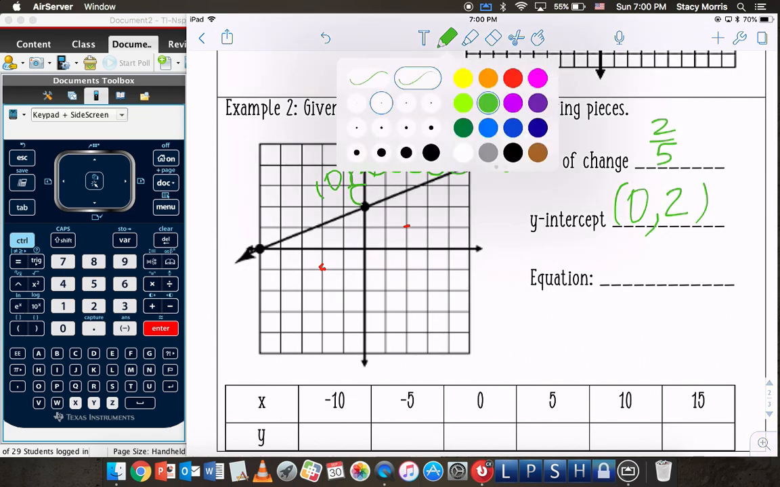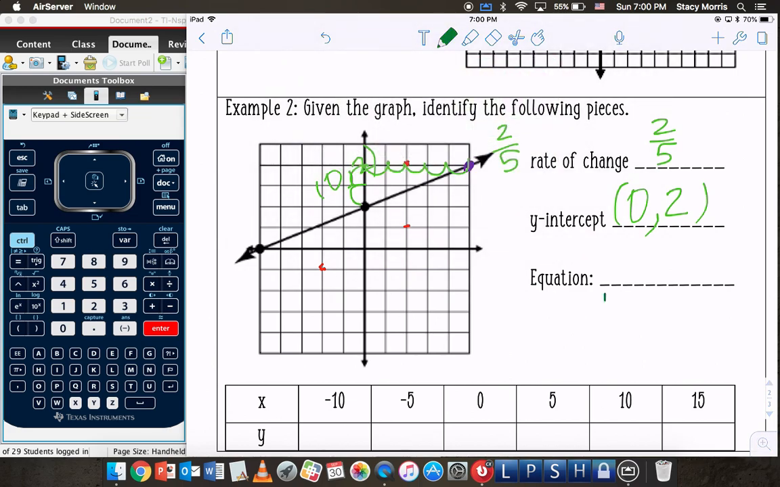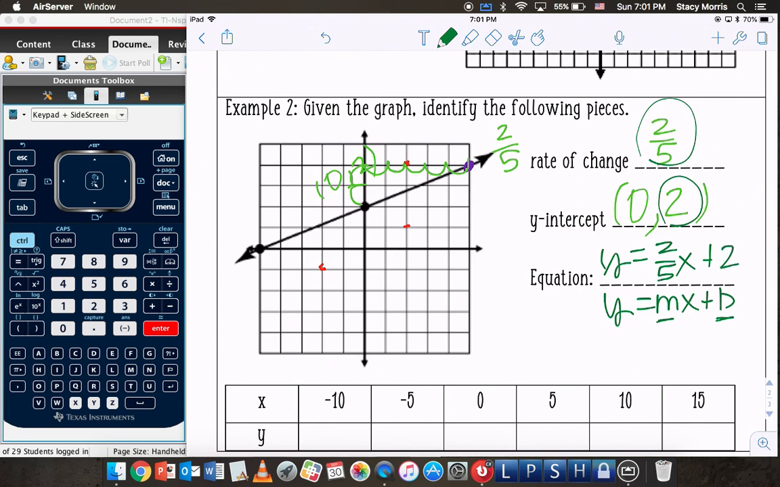So our equation, again, in y equals mx plus b. M is our slope, that was 2/5. B is our y-intercept, that was 2. We're just going to plug those in. So it's going to be y equals 2 over 5x plus 2. Our y-intercept is 2. So now that I have this equation, I can actually use my calculator to help me make sure that I got that right.